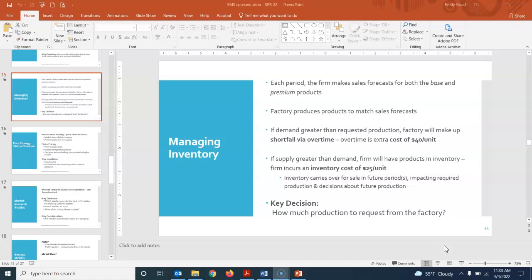So let's say in Q1, you produce 1,000 units too many. You need to take those 1,000 units, whether they're base or premium, and account for that when you're forecasting for the next quarter, or telling production how much to make, or telling the factory.